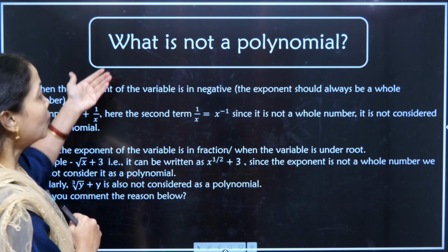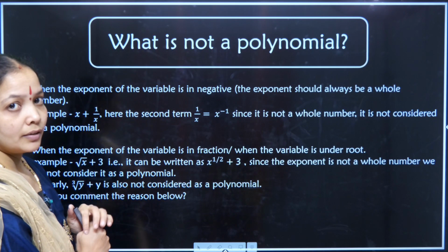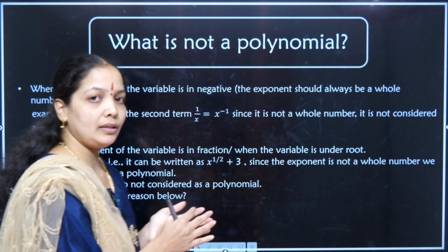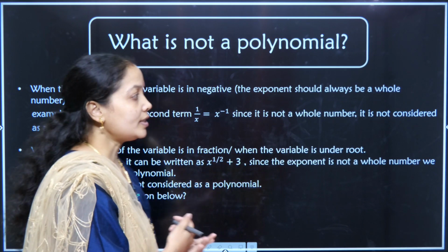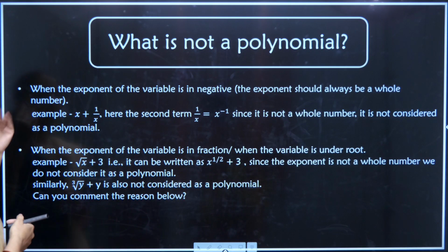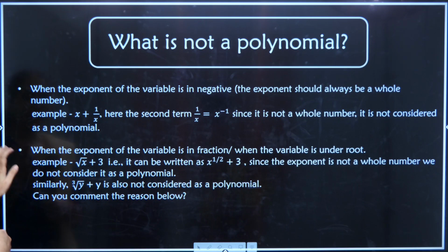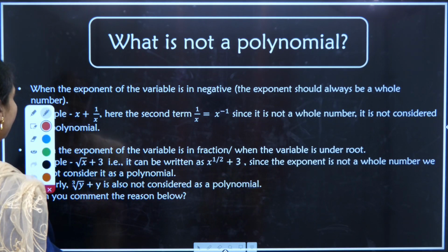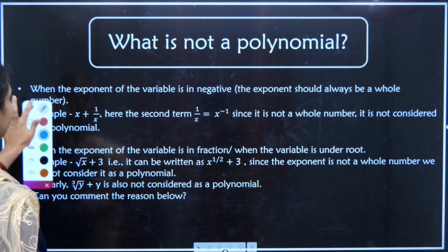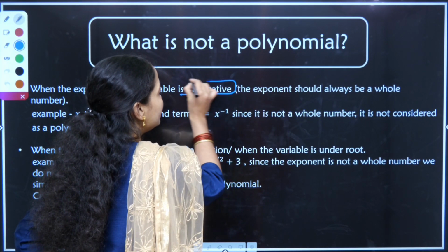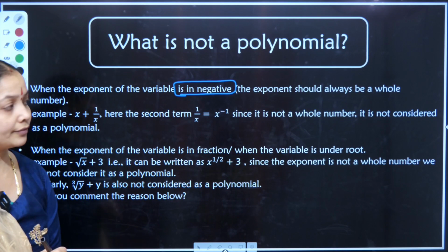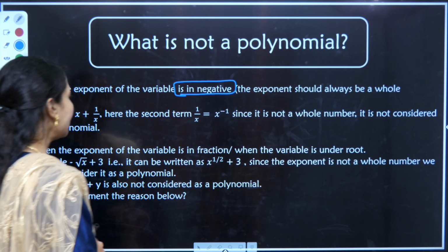So, what is not a polynomial? First we learned what is a polynomial. In this slide we will be learning about what is not a polynomial, right? What is not a polynomial? The first criterion is when the exponent of the variable is negative. Then it is not a polynomial.